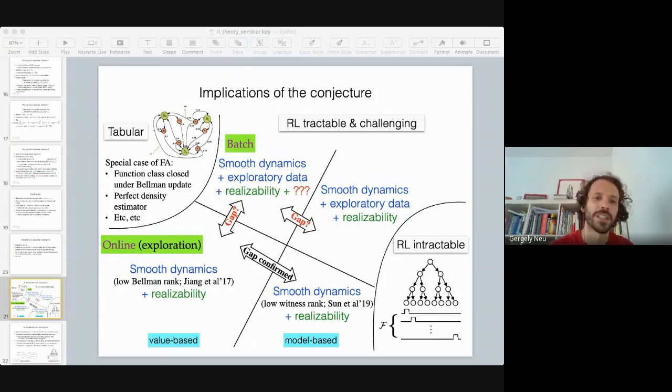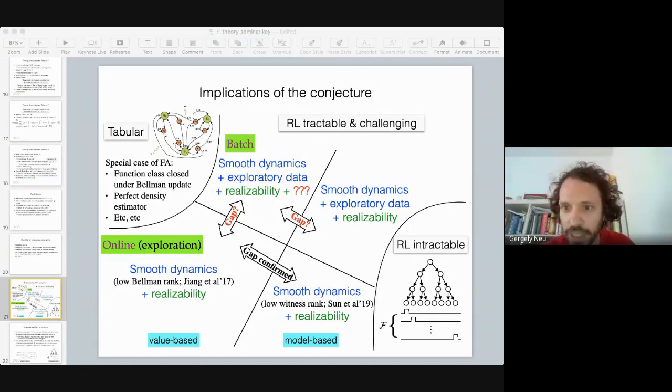Yeah. Right. So I guess that's what I was getting at, right? So far it seems that smooth dynamics and realizability is not really enough for that setting. But if you add this very strong realizability, which implies 0 inherent Bellman error, then you can get it. Let's see as well. All right.